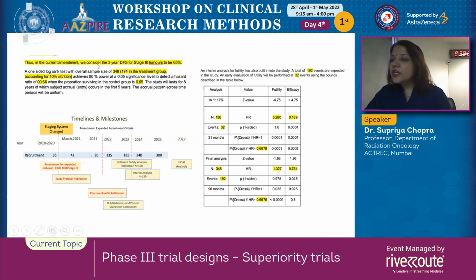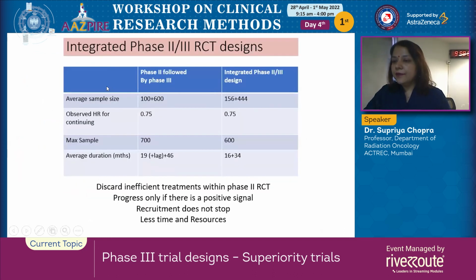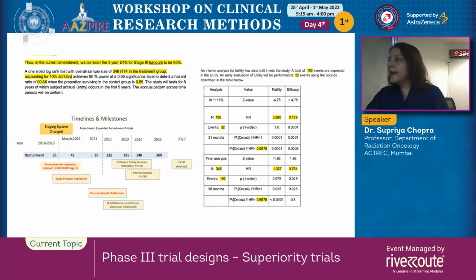So this led to a change in sample size from 300 to 348. These are the adaptations that you can do in real time. Then, when you move ahead, of course, I'm going to again have a futility analysis. Previously, it was planned at 28 events, now at 32 events. So these are the kind of trial adaptations you can do along the way.